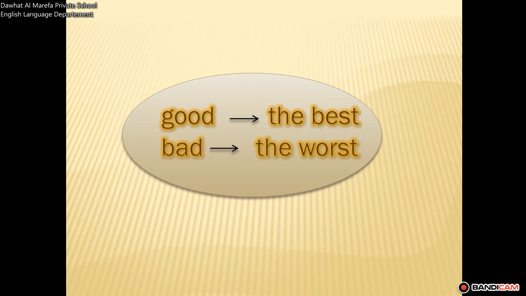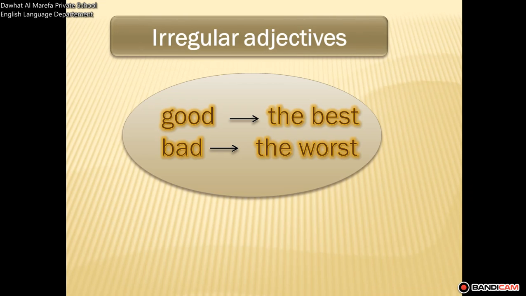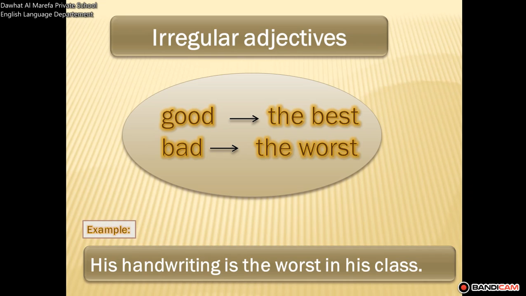We have good, the best, and these are the irregular adjectives. Yes, very good. So we have good, it becomes the best, and bad, it becomes the worst. Example: his handwriting is the worst in his class.